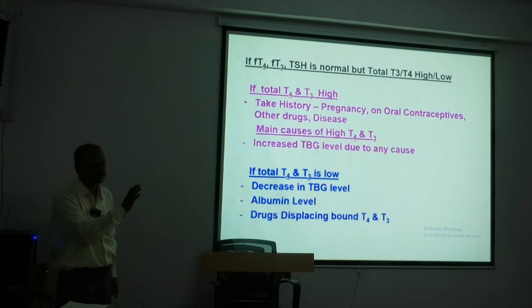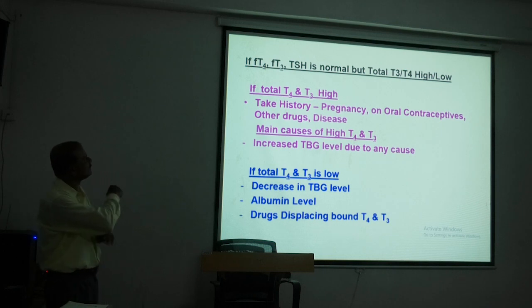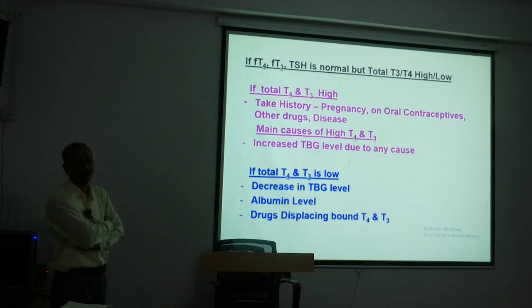So this is a peculiar situation. If FT3, FT4 and TSH are normal, but total T3 and T4 are high or low, that's what I exactly told: you take the history, whether the patient is having pregnancy, whether the patient is taking oral contraceptives or other drugs or disease. The main cause of high T4 and T3 is increased TBG due to any cause. I repeatedly told you, you must not forget this thing.